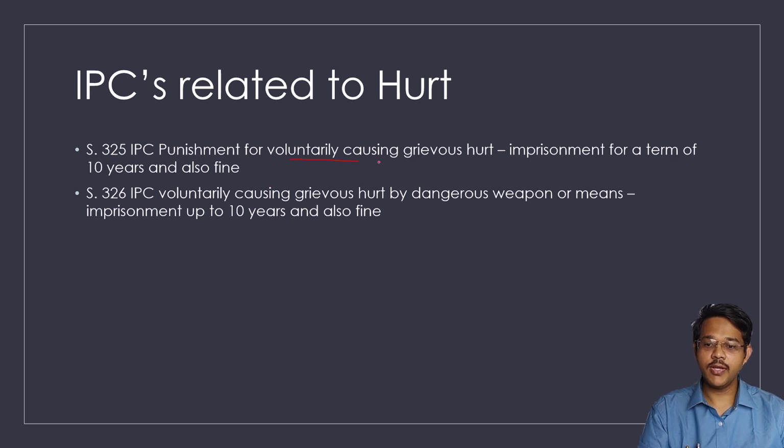Punishment for voluntarily causing grievous hurt is imprisonment up to a term of 10 years. For simple hurt, it is 1 to 3 years. Grievous hurt is imprisonment up to 10 years. Then 325 and 326 IPC define punishment for voluntarily causing grievous hurt, and voluntarily causing grievous hurt with dangerous weapon or means. As we defined, dangerous weapons include any instrument, and means includes fire or gas or anything. Here again the punishment is up to 10 years and also fine.